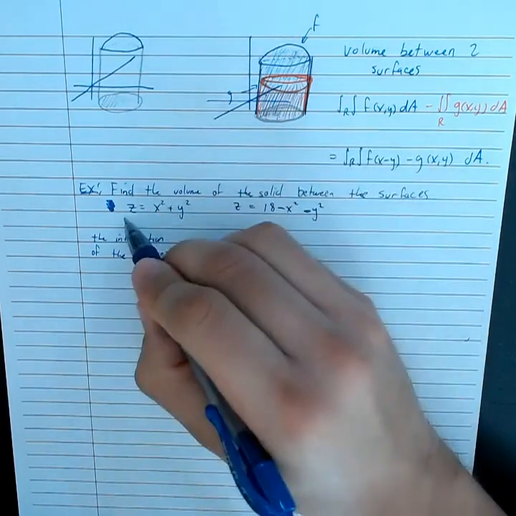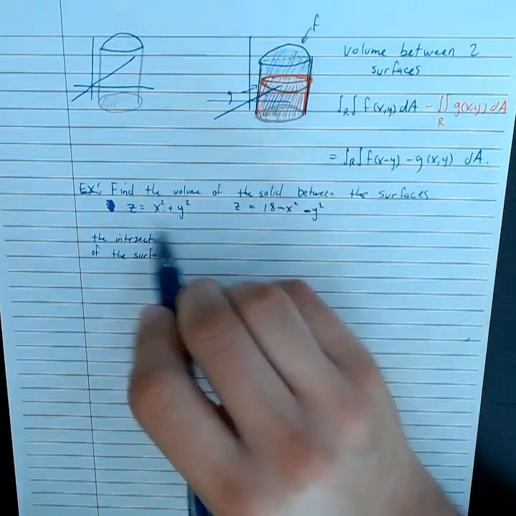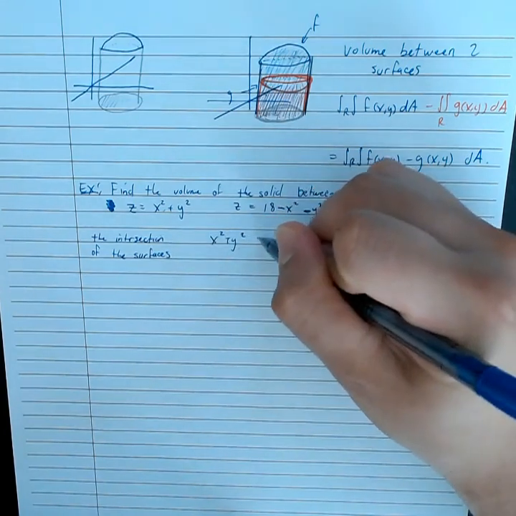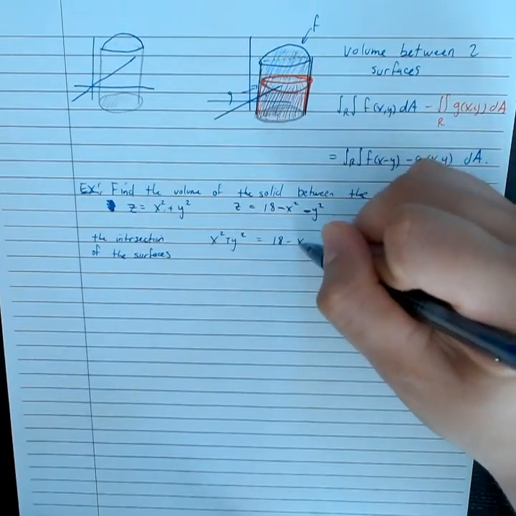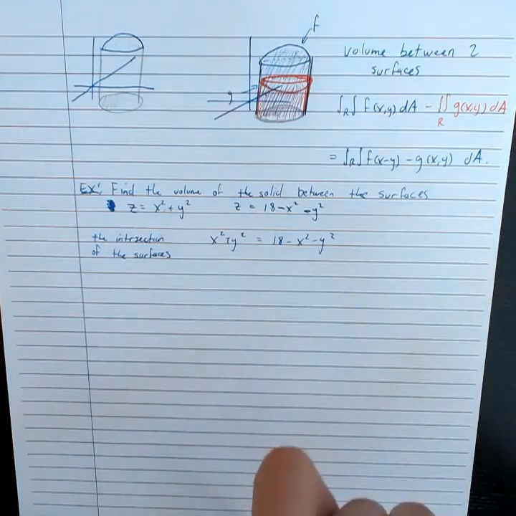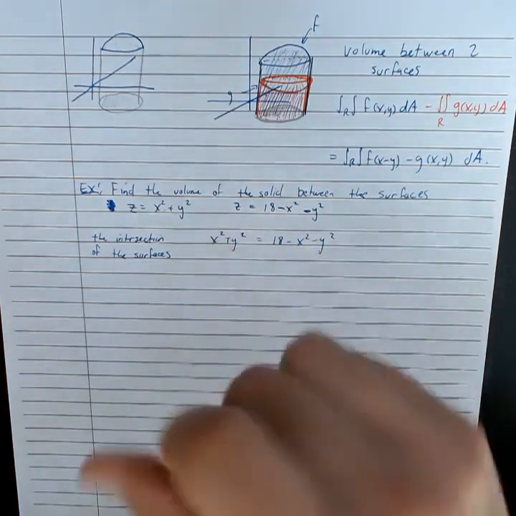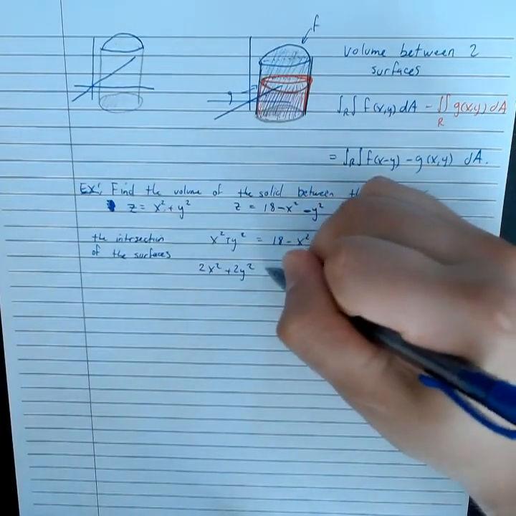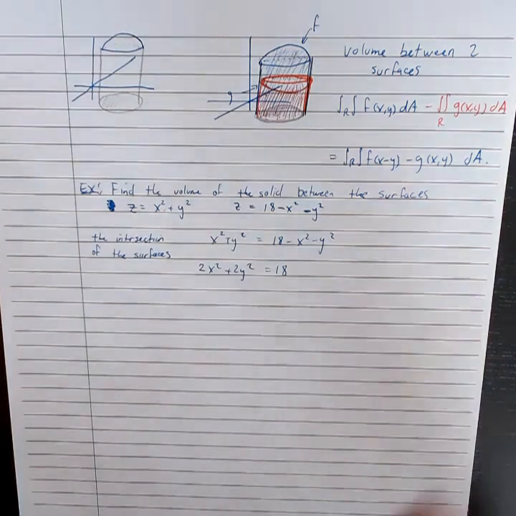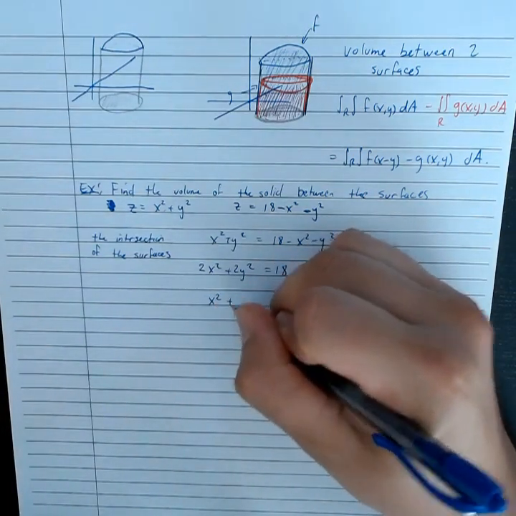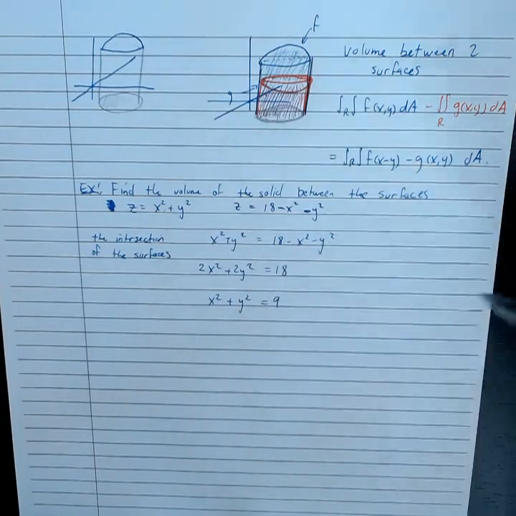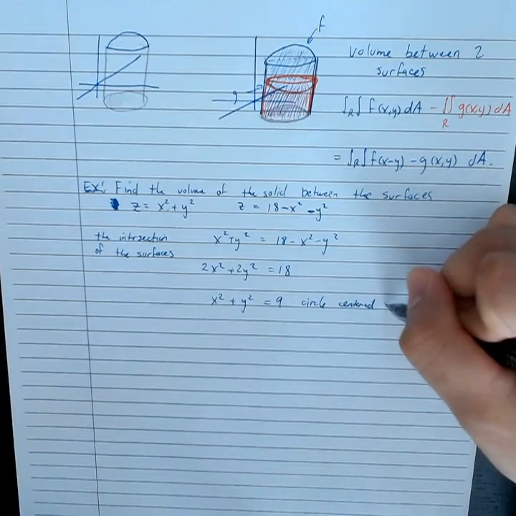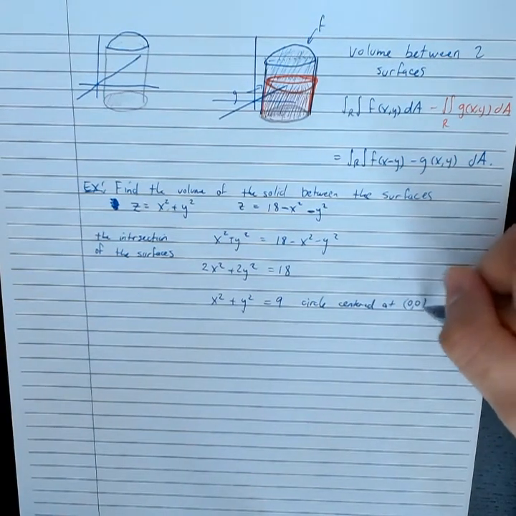Well, z is equal to this, and z is equal to that. So let's set these two z's equal to each other. X squared plus y squared equals 18 minus x squared minus y squared. You can add both of these over this way, so that'll give you 2x squared plus 2y squared equals 18. Divide both sides by 2. That's x squared plus y squared equals 9, and that is a circle centered at the origin of radius 3.